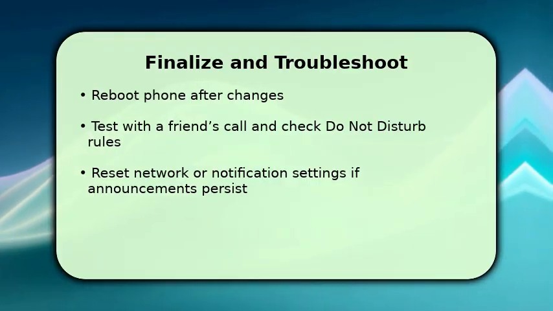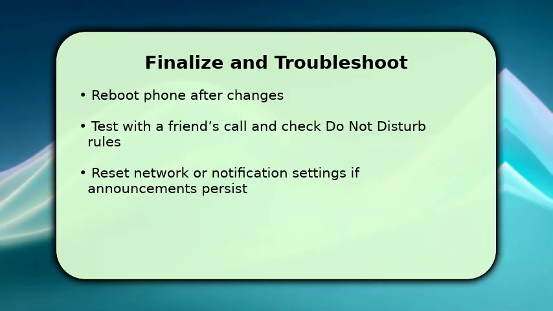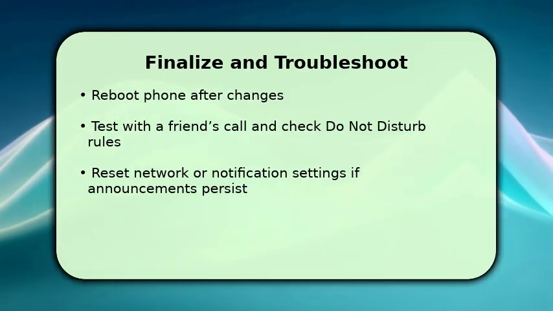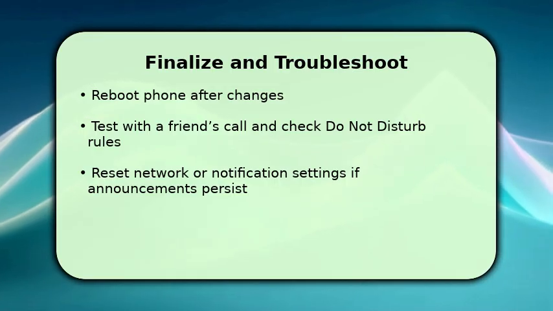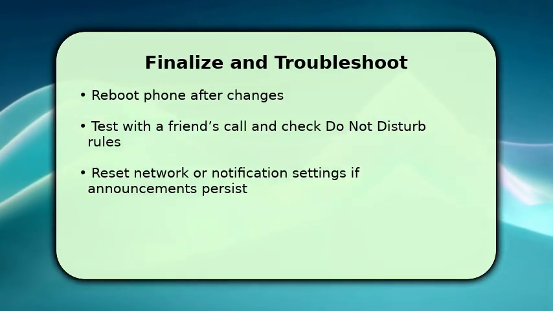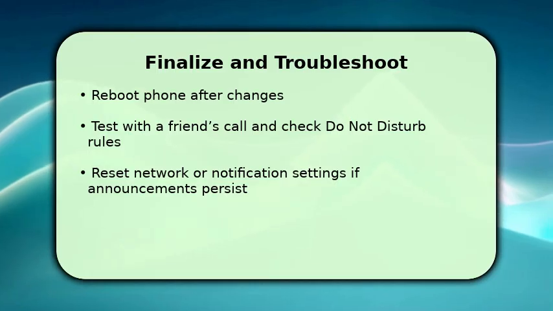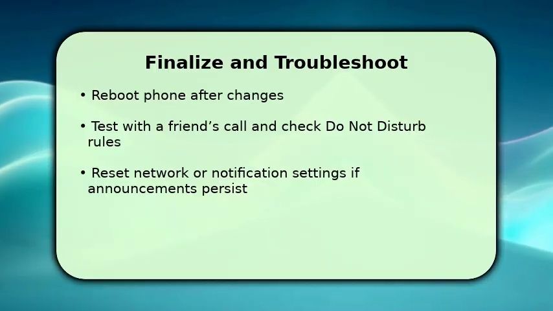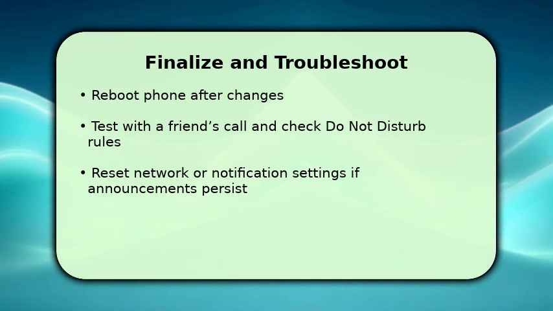If you still hear announcements, inspect Do Not Disturb and Priority Calling rules because some DND profiles can alter notification behavior. As a last resort, reset notification settings or clear cache for phone and relevant caller ID apps. If problems continue, one key troubleshooting tip: temporarily uninstall any third-party caller ID app and retest to isolate the cause.